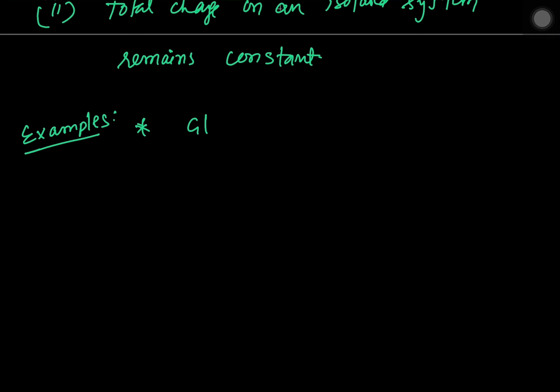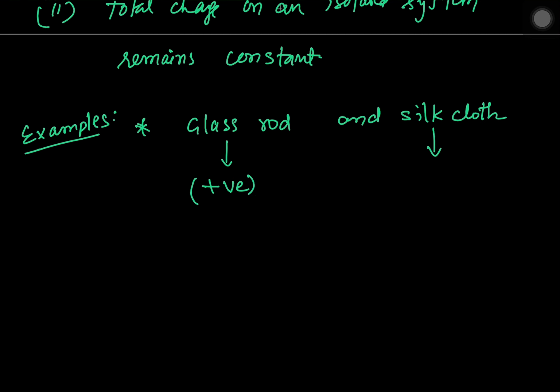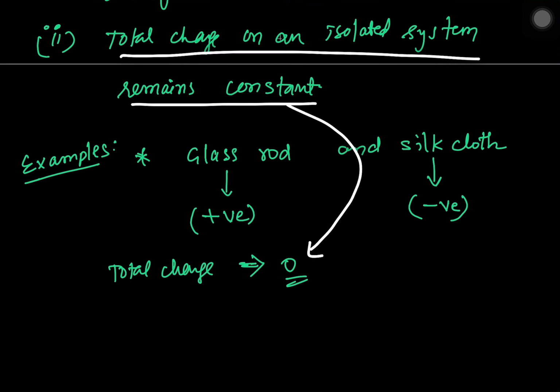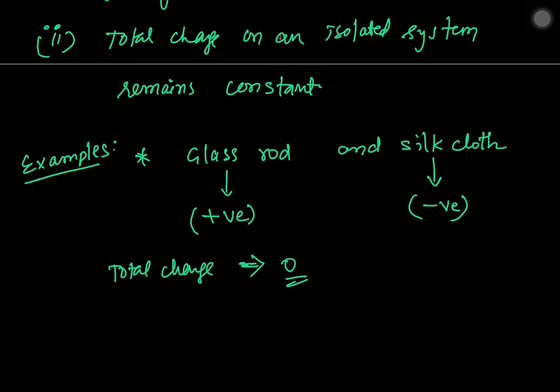If I consider a glass rod and silk cloth, in the previous lecture I illustrated this concept. If I rub the glass rod against the silk cloth, then the glass rod acquires the positive charge and the silk cloth acquires the negative charge, and the total charge balances out and will be 0. That is why the total charge on an isolated system remains constant, equal to 0.